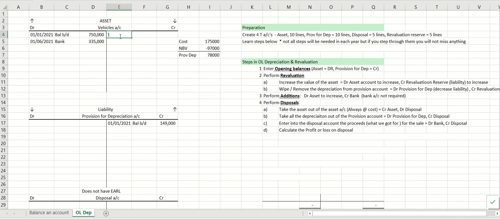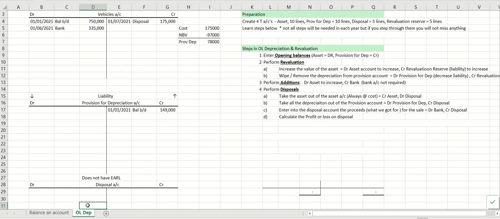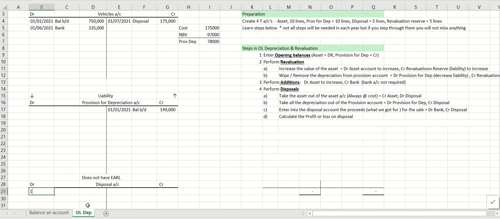So on the 1st of the 7th, I'm putting it to the disposal account. So you always put in the name of the other account. It cost 175,000. It's going into the credit side because I'm reducing my asset account. Then we're going to put it into the debit side, 1st of the 7th, 21, the debit side of the disposal account. You always give the name of the opposite account when you're doing double entry.